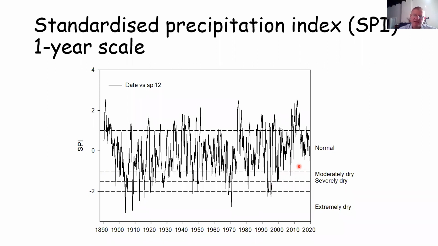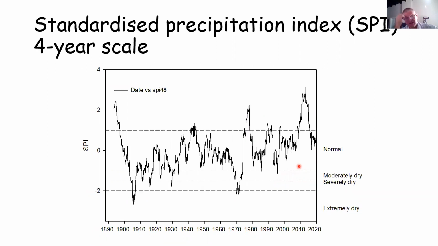If we look at instead the SPI on a 4-year basis, we can see more of a trend. And a 4-year scale might be the sort of scale at which vegetation changes occur. Vegetation changes don't really occur that rapidly over maybe a period of a year. They normally take several years to manifest. So let's look at it at a 4-year time scale, and the trend becomes very obvious.